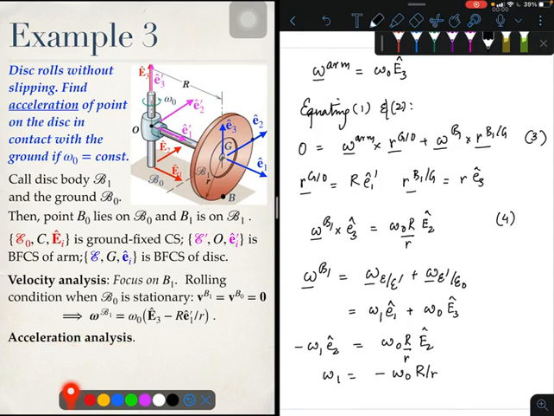For the acceleration analysis, we need to find the acceleration of the point b1 in contact with the ground. We will relate the acceleration of b1 to the acceleration of g because both b1 and g are on the disk. We don't know the acceleration of g, so we will relate the acceleration of g to the acceleration of O because both O and G are on the arm. The acceleration of O we know to be 0 because it is on the shaft. It will turn out that this one way of writing the acceleration of B is enough, and we do not need to find a second way to write the acceleration of B.